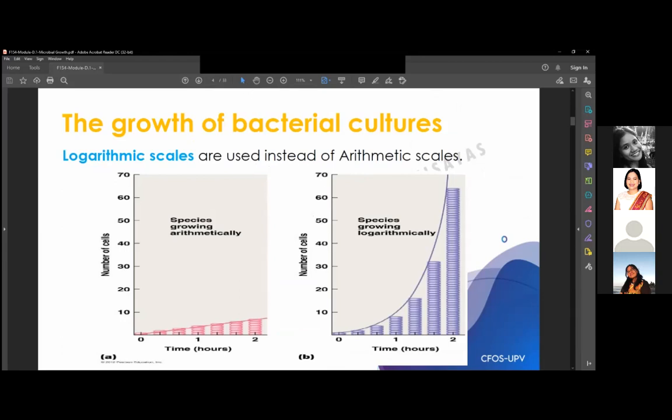Anyway, the purple graph is the one showing how microorganisms grow in number. We use the logarithmic scale instead of an arithmetic scale. Why do we use a logarithmic scale? It is because bacteria grow rapidly in number. A logarithmic graph allows us to visualize the complete growth curve. If we use the pink curve, the graph would go off the page. Next slide, please.